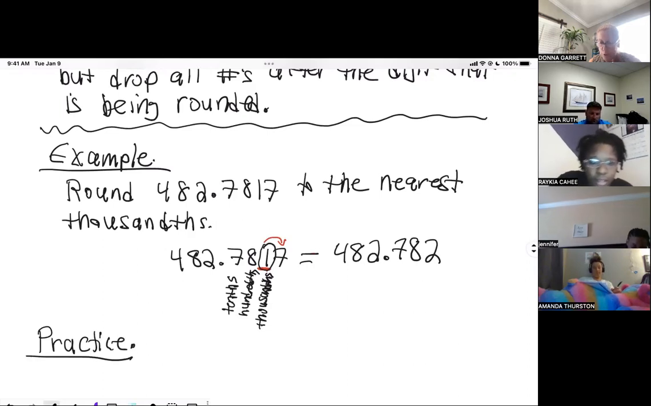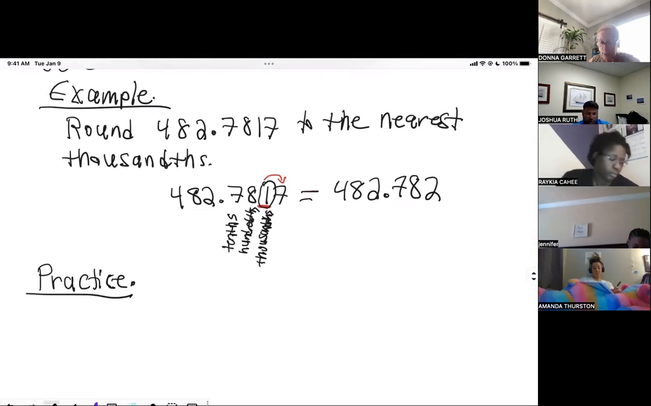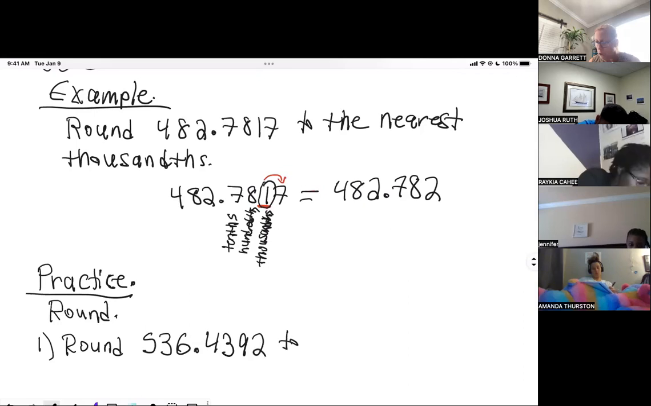I have a few to do, so I'll just put practice. We'll do a few and then I'll have you do 1 or 2 of them. Okay, so this will say directions: round. Okay, 1. Round 536.4392 to the nearest tenths.